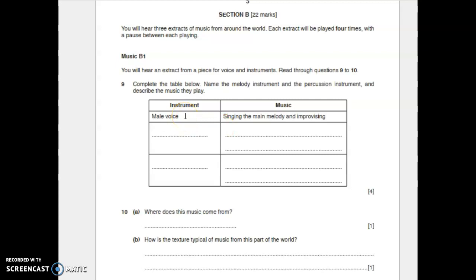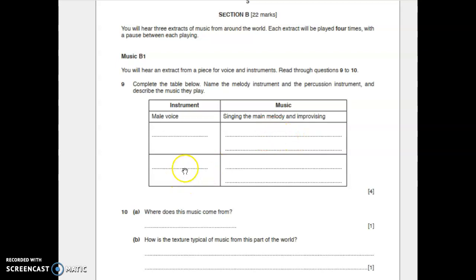So the example they give you here, a male voice singing the main melody and improvising. So is this instrument also improvising? Does it play in another melody? Does it play heterophonically with a male voice? Is it copying or imitating this? That's all words that you can use when you describe this.